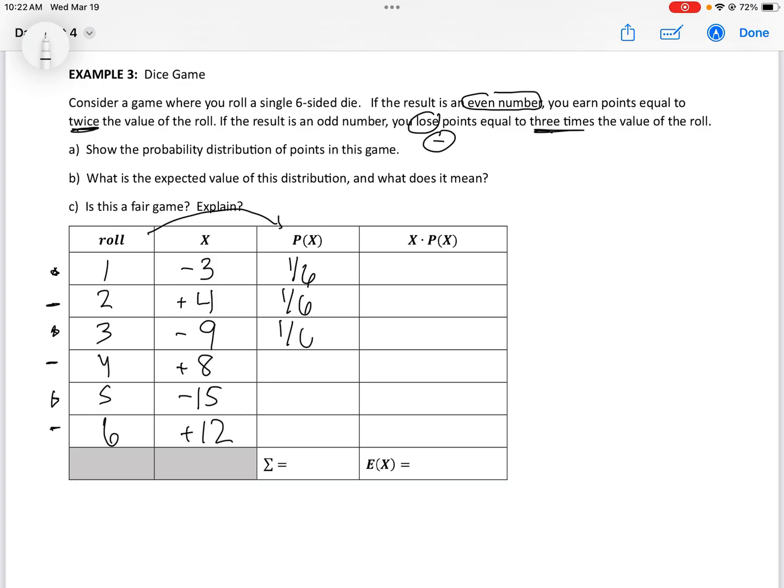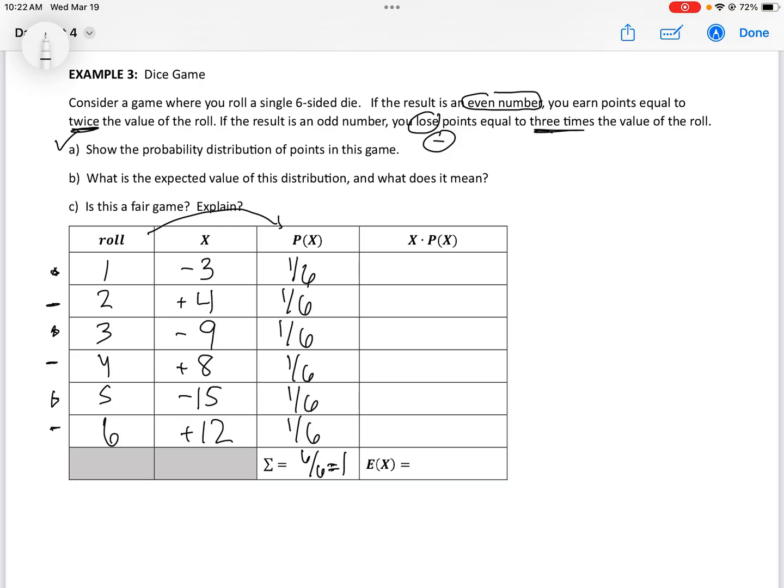And now if we talk about rolling a die, the probability is still 1 over 6 the entire way down. That's a uniform distribution. And that's going to add to 6 over 6, which is 1. So what we've done is we've taken into account every single outcome there. We've shown the probability distribution of points in the game.